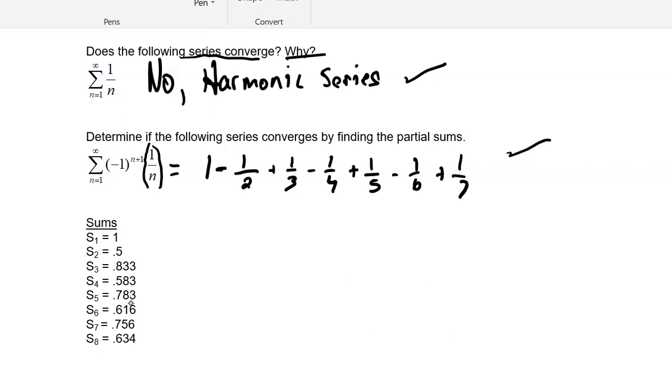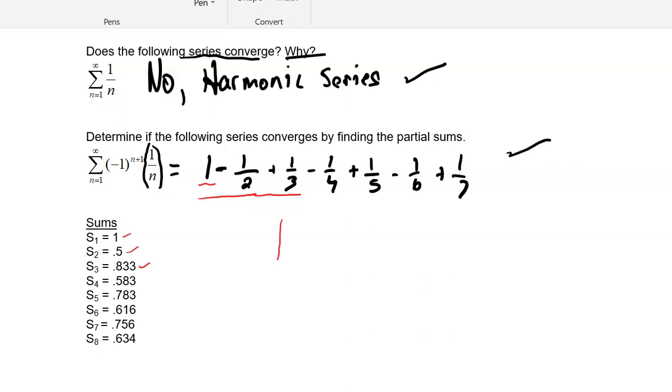If I ask you for the first sum, that just means we add up the first term, and that's it, so our first sum is 1. If I ask you for your second sum, you add up the first two terms, so the positive 1 and the negative 1/2 together make a half. For your third sum, you can verify this on your calculator, 1/2 plus 0.333 gives you 0.833.